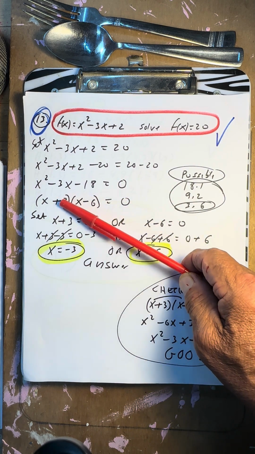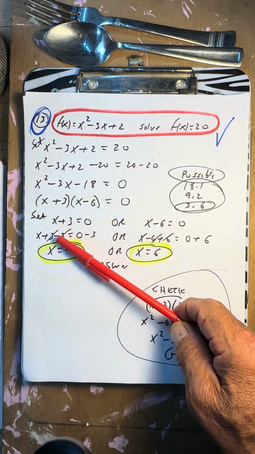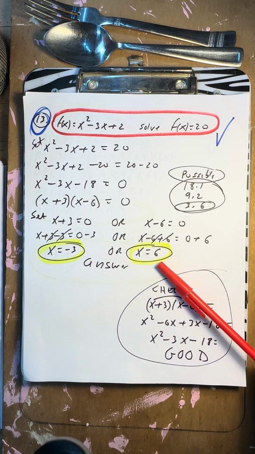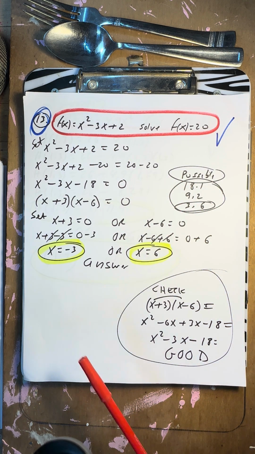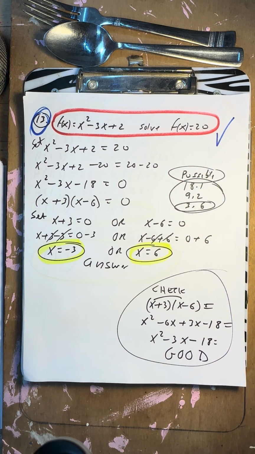Now, set that equal to 0. x plus 3 equals 0, subtract 3. x minus 6 equals 0, add 6. So x is negative 3 or x equals 6. So that's when that's going to equal 20. Negative 3 and 6 makes this equal to 20. Okay.